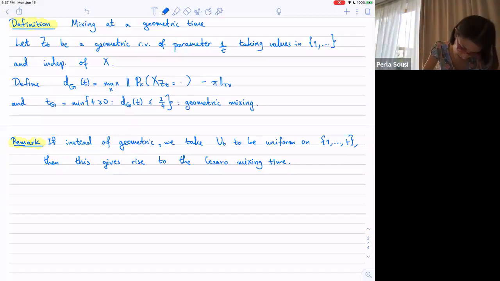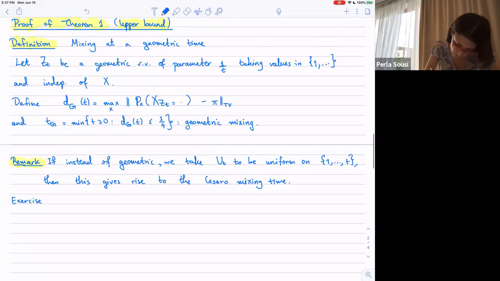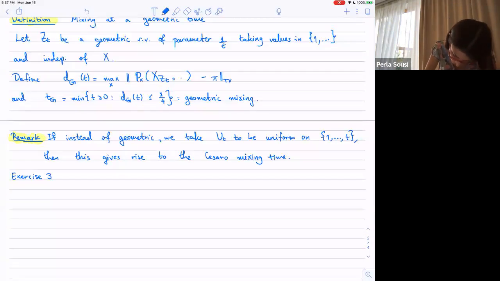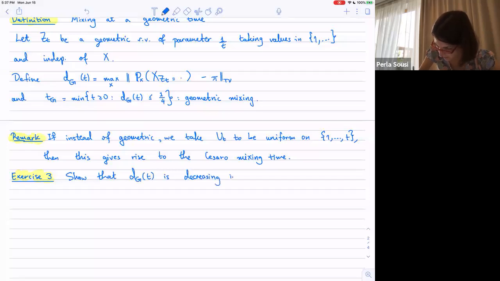So exercise, I guess it's number 3. dg of t is decreasing in t.